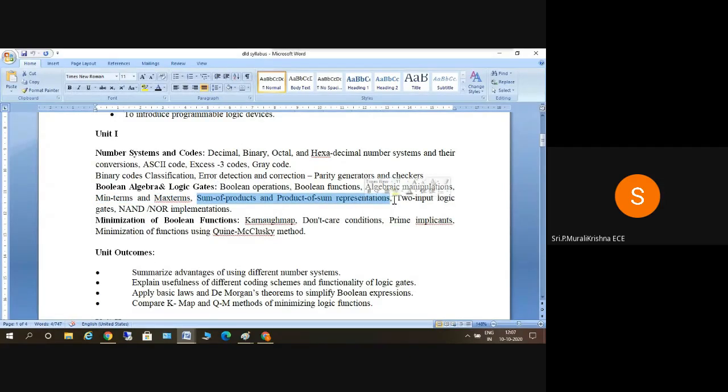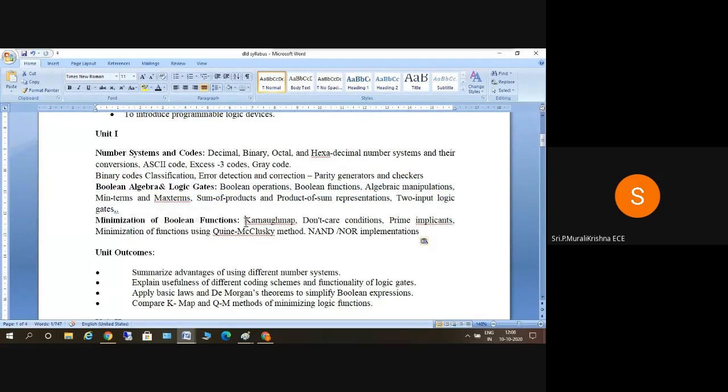We have also seen the two input logic gates, what the logic gates are that we discussed here. So NAND and NOR implementation, I will discuss that here. NAND and NOR implementation is an important one, but we'll discuss it in the last. Okay, so we're done with this part here.